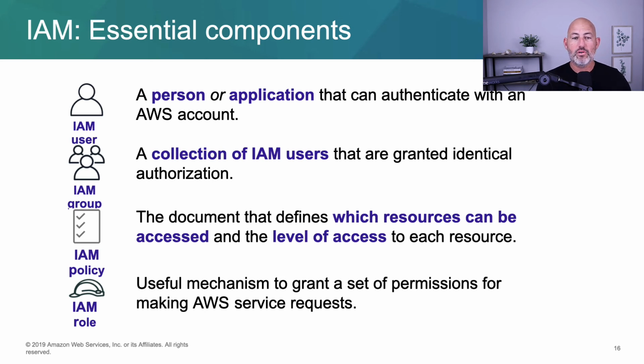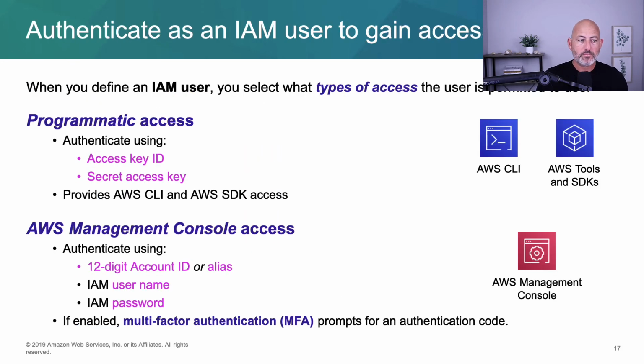The essential components would be an IAM user. This is a person or application that can authenticate. There's a collection of IAM users. That would be a group. There's a policy, an IAM policy, and this is a document that defines which resources can be accessed and the level of access. There's an IAM role, and this is for you needing to grant a set of permissions for service requests.